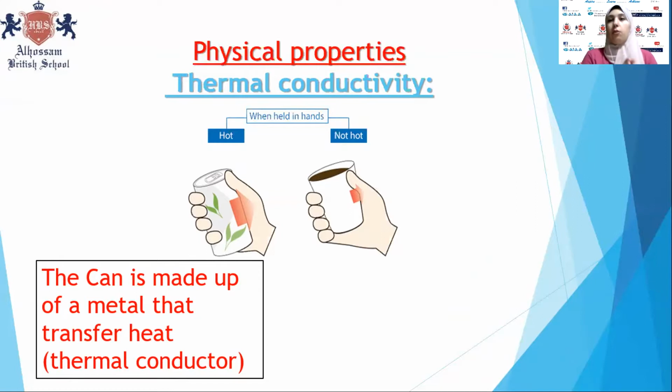So the heat from the inside of the can is transferred from the inside to the hand of the man or the person holding it. How? Through the material of the can, okay? It's made up of metal, which can be iron, copper, whatever. So it's called a thermal conductor. So the can is made up of a metal that transfers heat, which is called the thermal conductor.